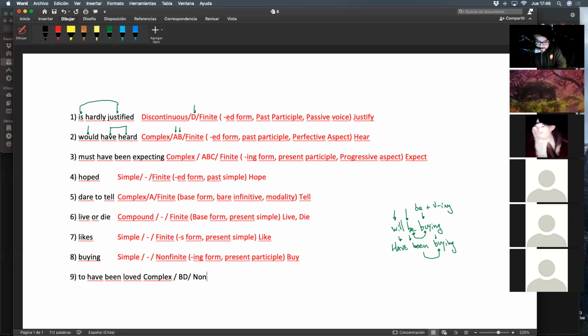Esta es non-finite, sí. El main verb es loved. Está en su ed form porque es un past participle debido a la passive voice. Y su base form es love. Y ahí está hecho todo.